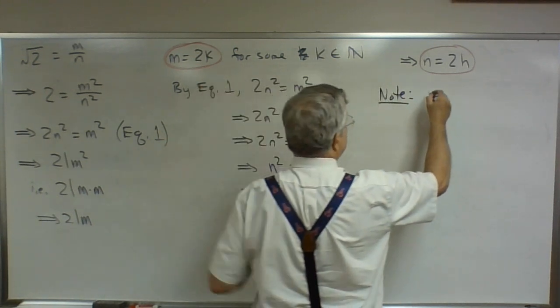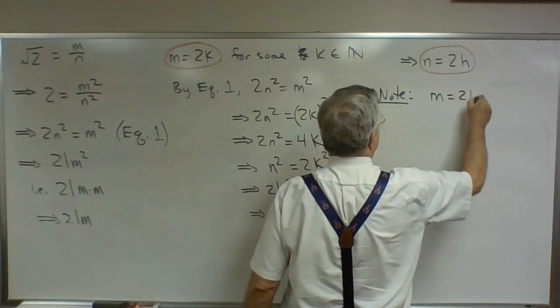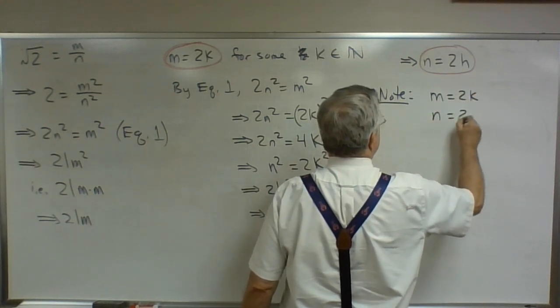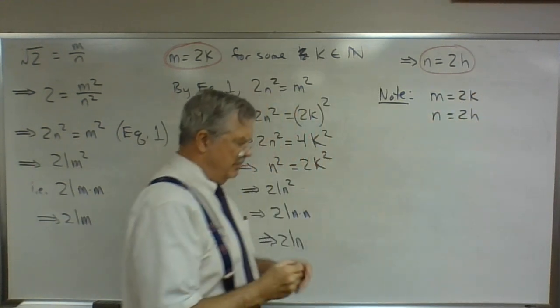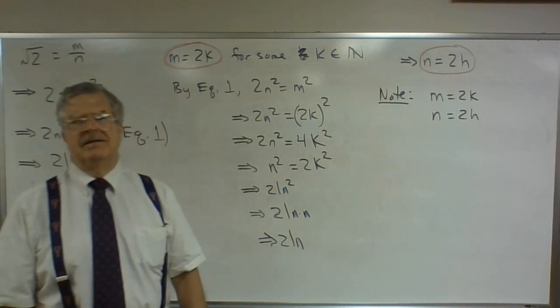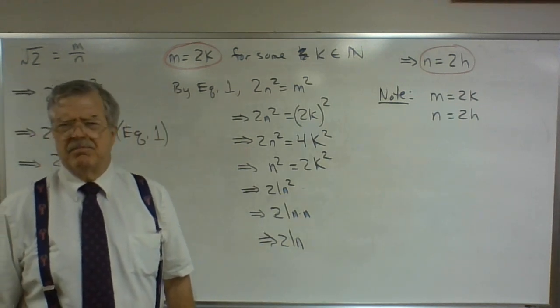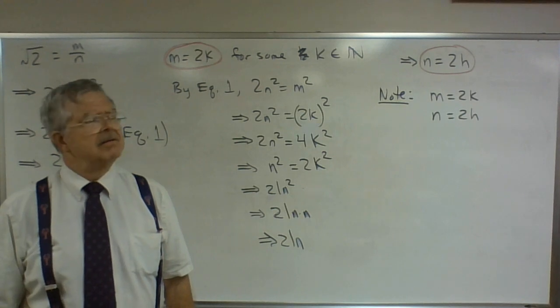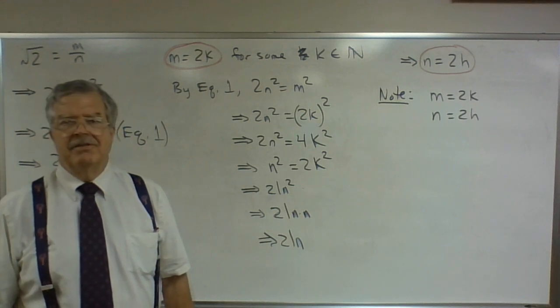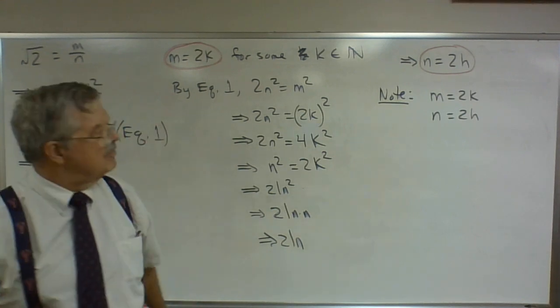M is equal to 2k. N is equal to 2h. What's the problem with that? What's the problem with that? They're not relatively prime.